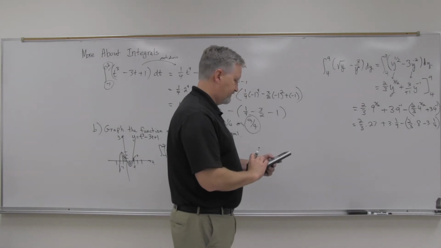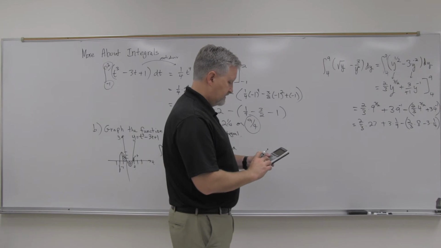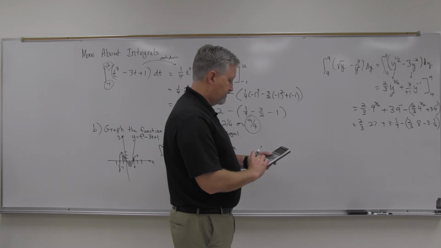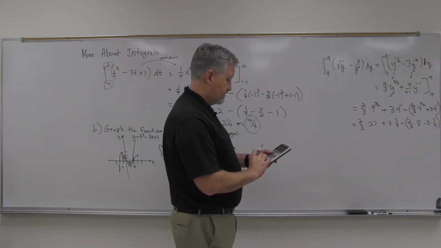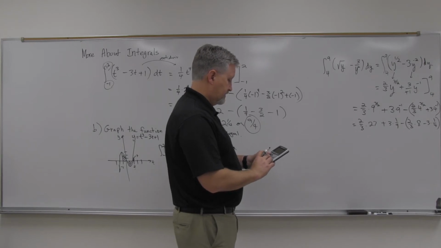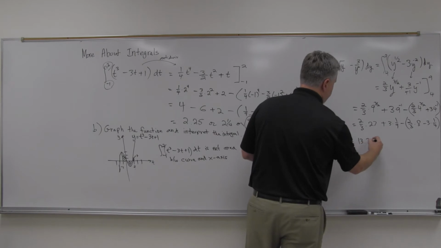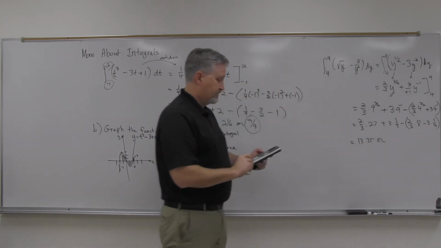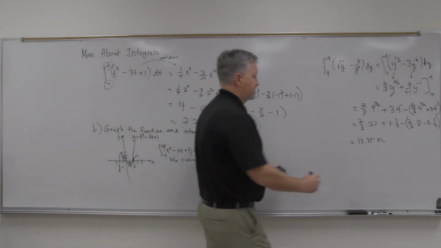All right, so we got 2/3 of 27, which is 18, I guess, plus 3 times 1/9 would be 1/3, minus then 2/3 of 8 times 8, and then minus 3/4. Anyway, all told, it's 13.75, or as a fraction, that's probably what the book will give us, 55/4.